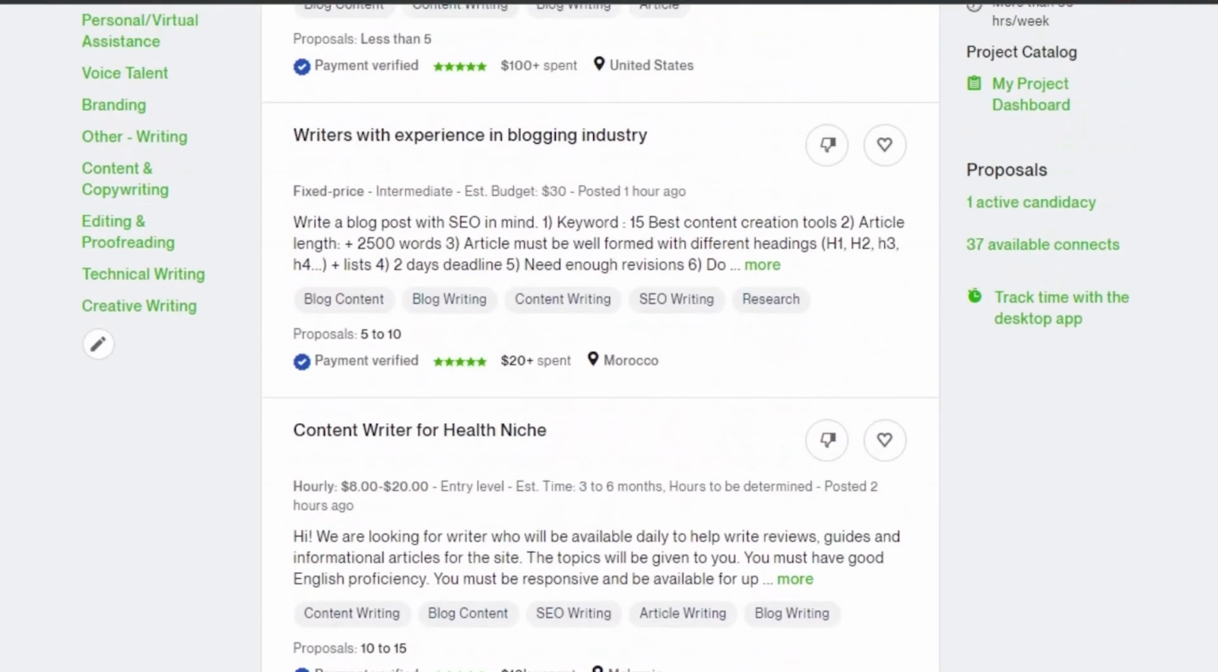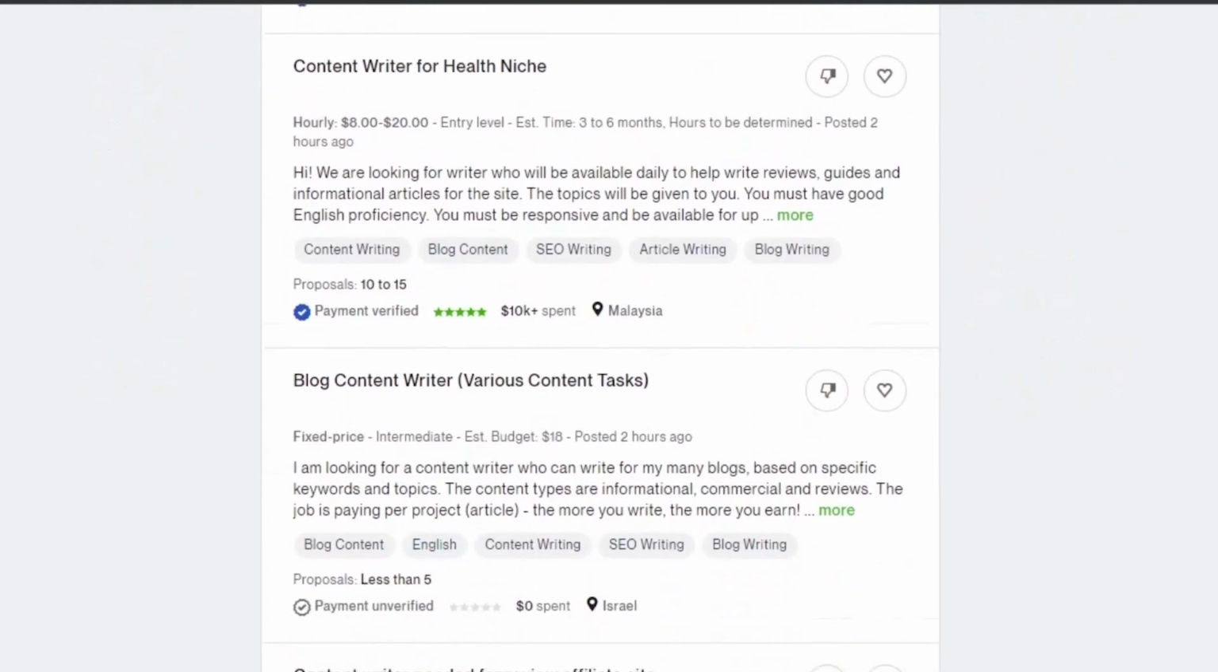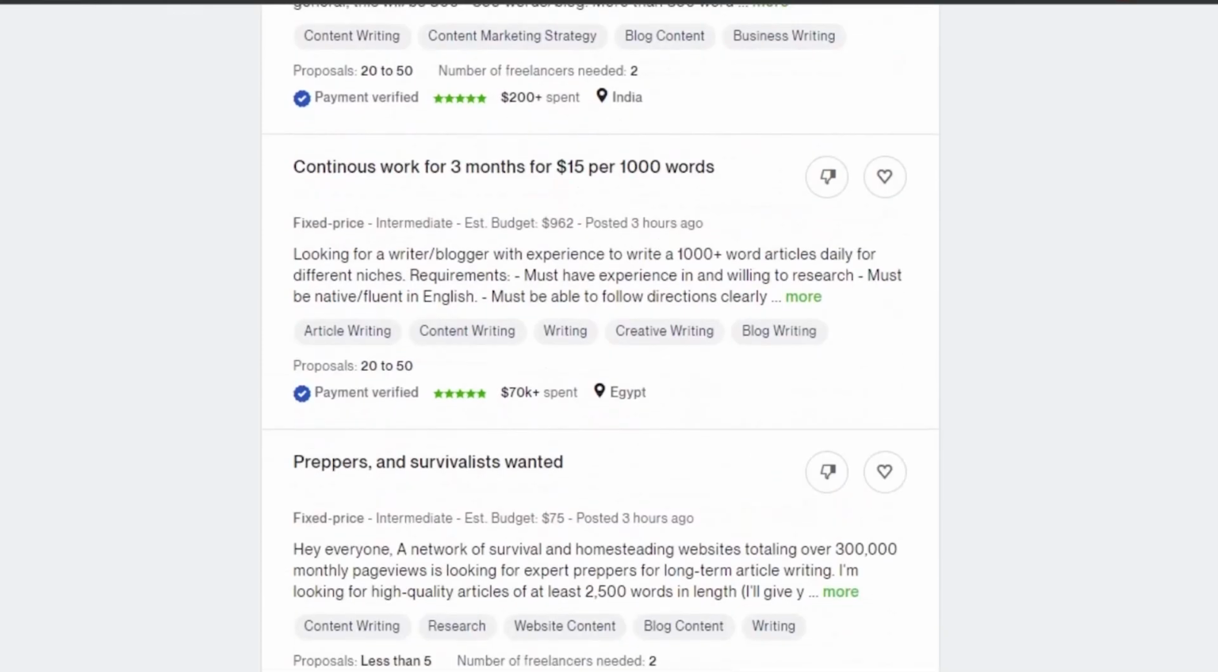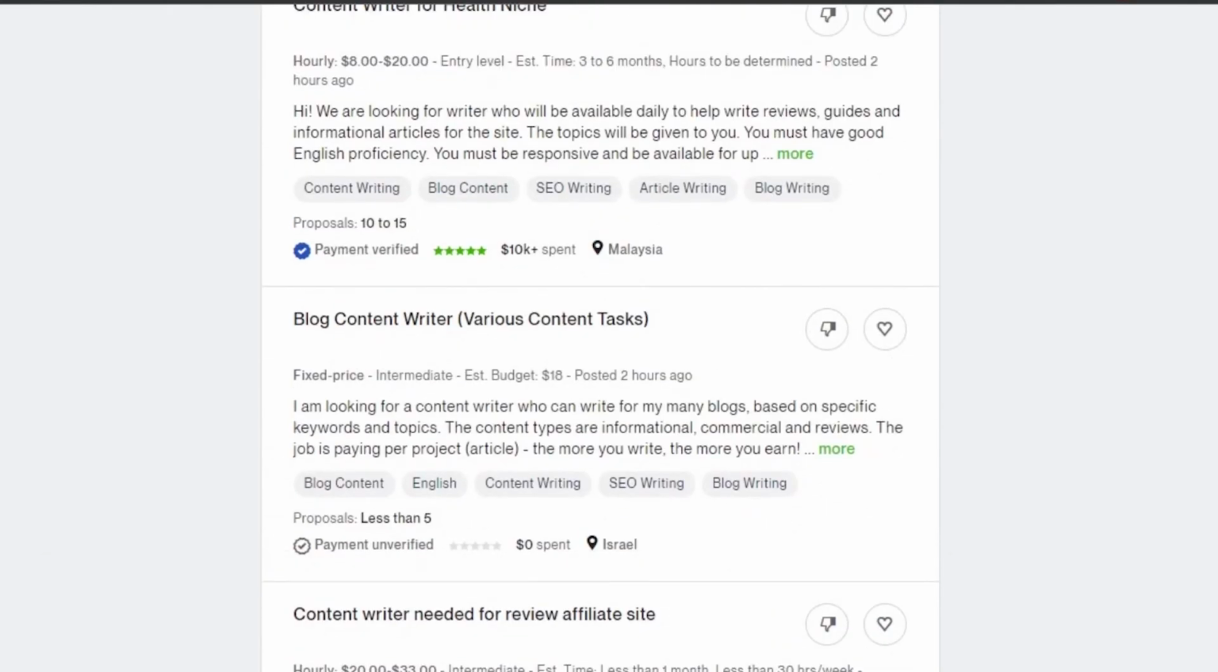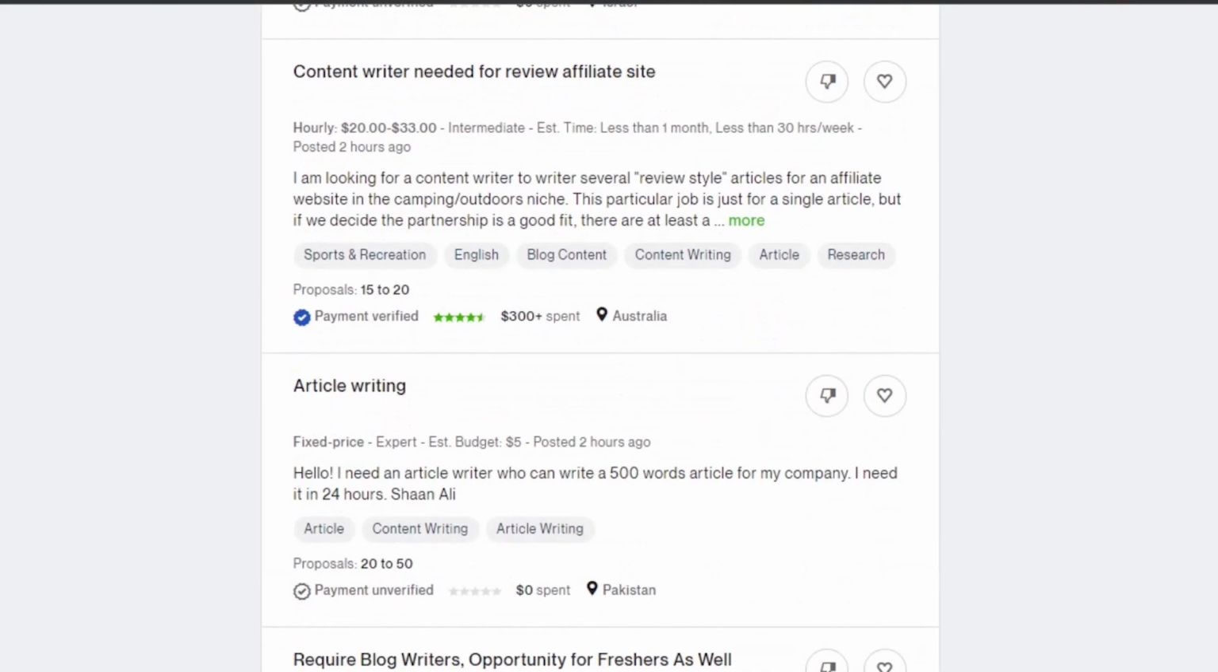So yeah guys, these are simple tricks that you can actually use in order to get jobs on Upwork, and this is how we find clients on Upwork and then get jobs and earn a good amount of money.